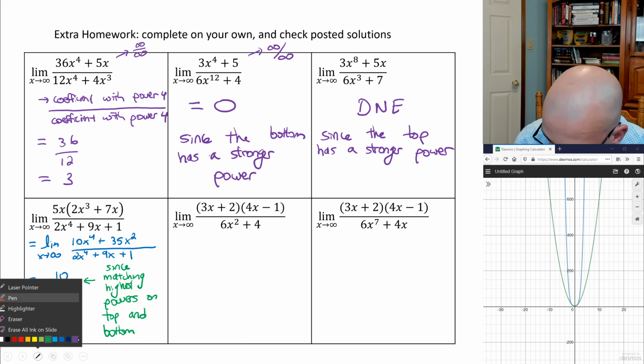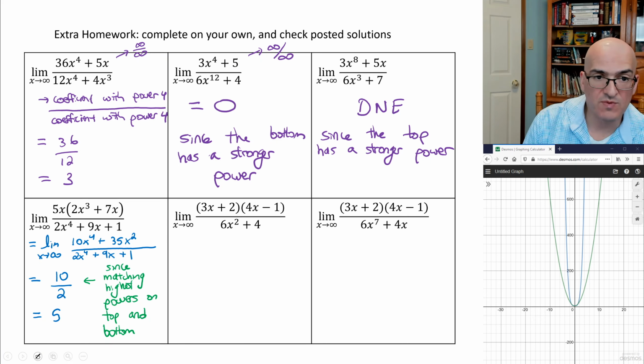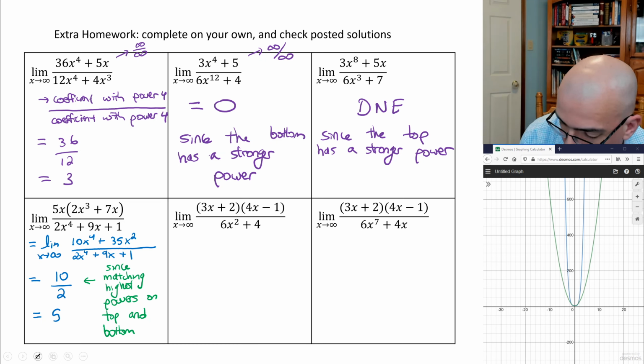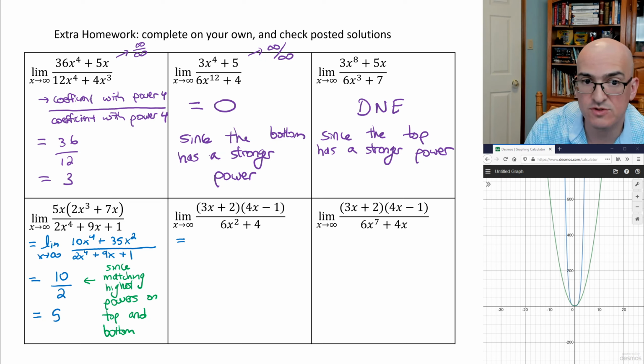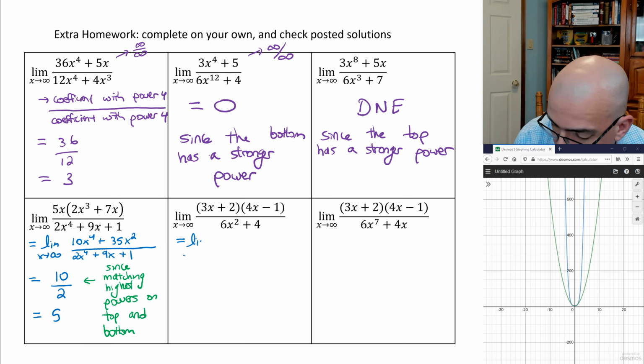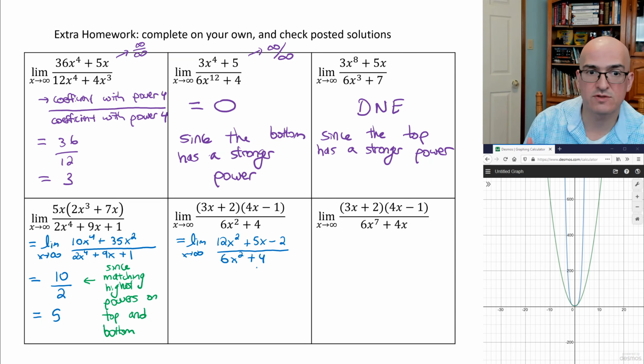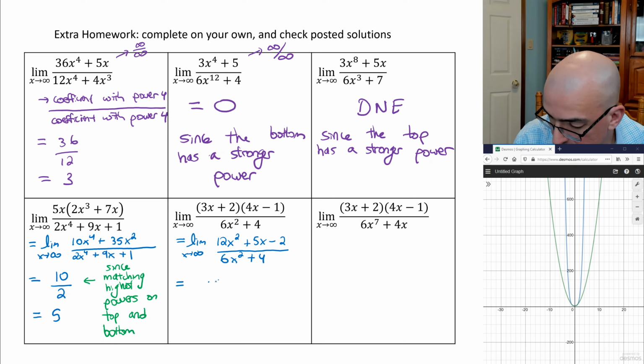Okay, next one over on the right, we should expand it out as well. It looks like the highest power is 1, but it's not. The highest power on top is 2. After we expand, we'll see. So limit as x approaches infinity, we have to FOIL. 3x times 4x is 12x squared plus 3x times negative 1 plus 2 times 4x, so 8x minus 3x, we get 5x minus 2 all over 6x squared plus 4. Now the highest power on top is power 2, highest power on the bottom is power 2. It's going to be the ratio of the leading coefficients. So 12 over 6, which is 2.